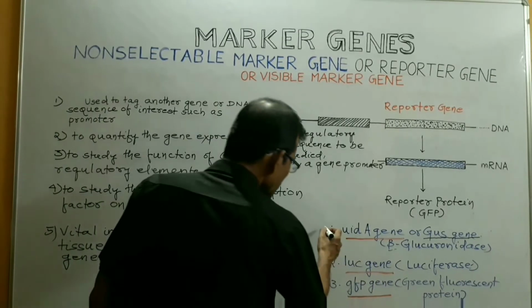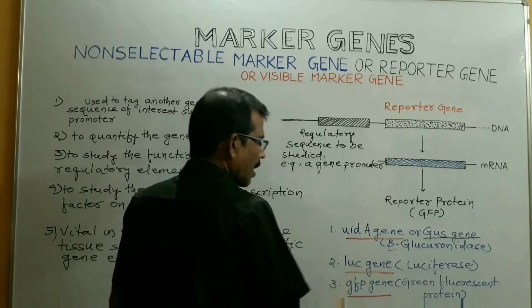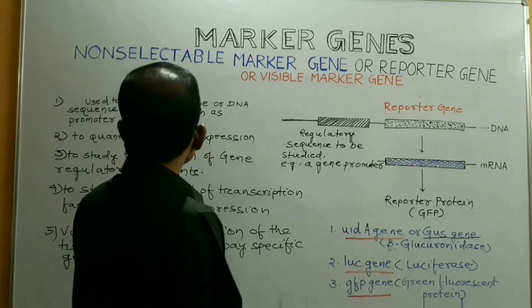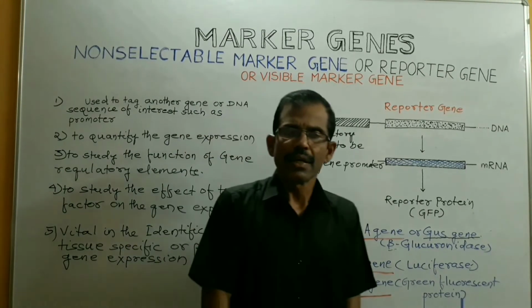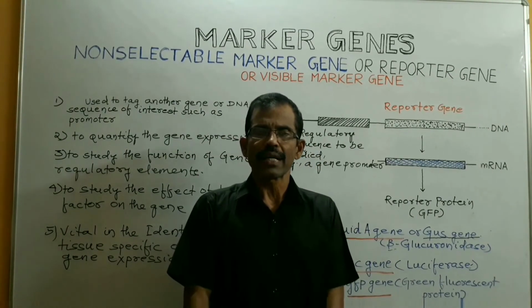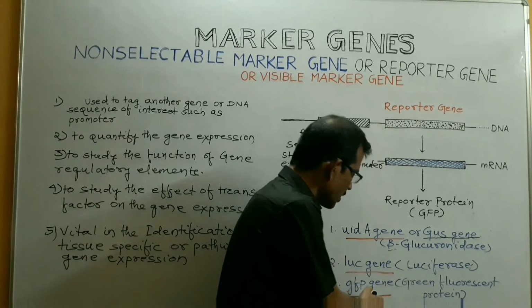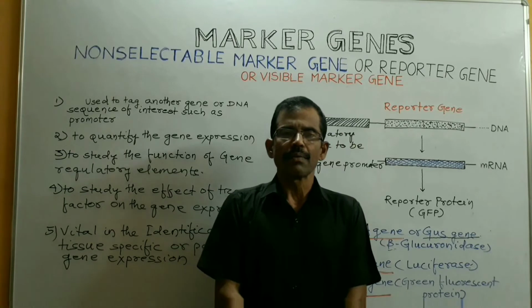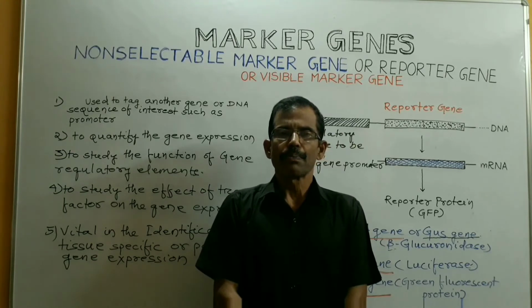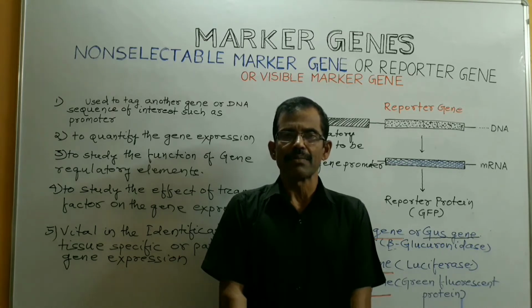Out of these three reporter genes, the UIDA gene and LUC gene are examples of conditional non-selectable marker genes because they require the use of an external substrate for detection of activity, whereas the GFP gene is an example of a non-conditional non-selectable marker gene because the protein that is encoded by the gene is directly detectable.